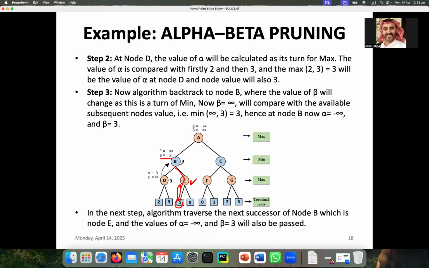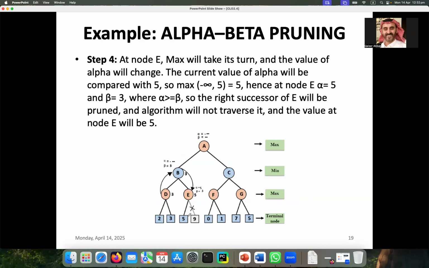So from this whole discussion, after opening this first branch, you know that the next branches are not needed to open, because beta has already 3 and it will not accept any higher value than that 3. So that's why the pruning will occur, which you are seeing here. The pruning will occur, and here the max value, which is alpha, will become 5. But your beta is already 3.